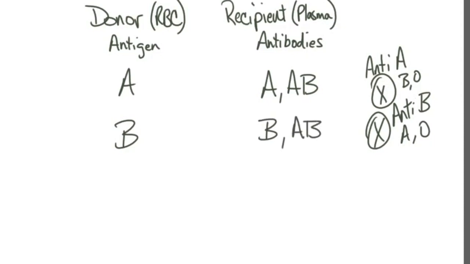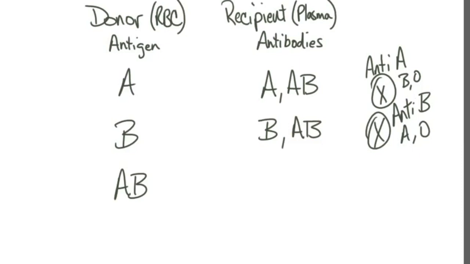Are you seeing a pattern here? You can donate blood to your own type and AB. Typically, that's how it works. So by that formula that I just gave you, you can give to your own type and AB. Who can AB give to? Well, that would only be AB. They can only give to AB.